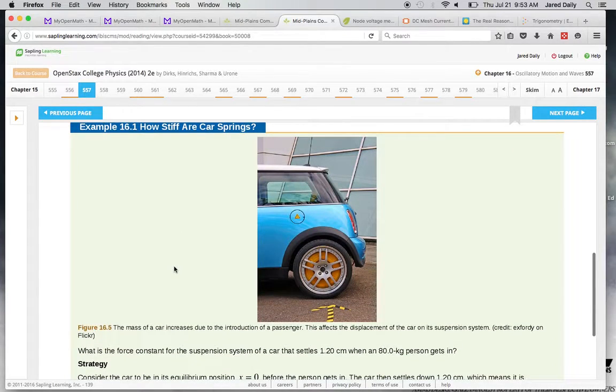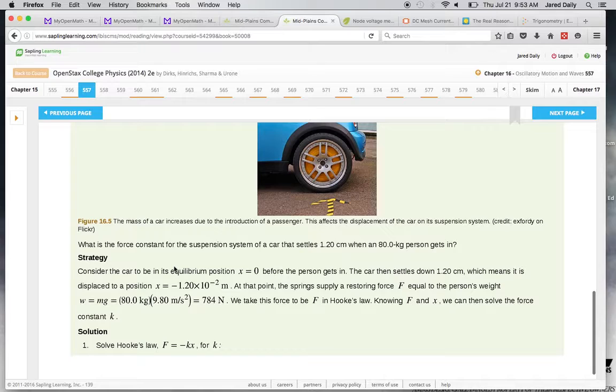But here's an example where we're going to actually calculate the force constant for a suspension system in a car, for the springs on the wheels of a car. And we have an equilibrium position we're going to call x equals 0, and that's a good thing to do when you're dealing with oscillations and springs and waves, is to have the equilibrium position be the x equals 0 point. Because then everything on one side can be considered positive, everything on the other side can be considered negative, and we'll have this sort of chosen symmetry to everything. So it'll be nice.